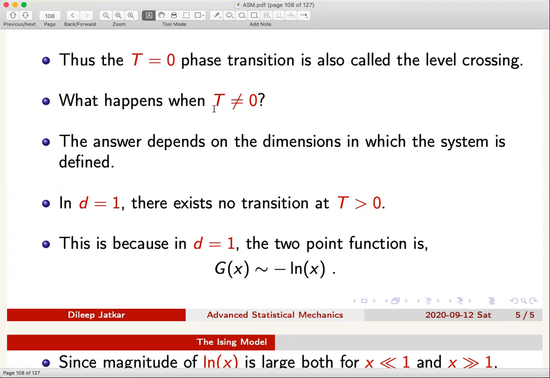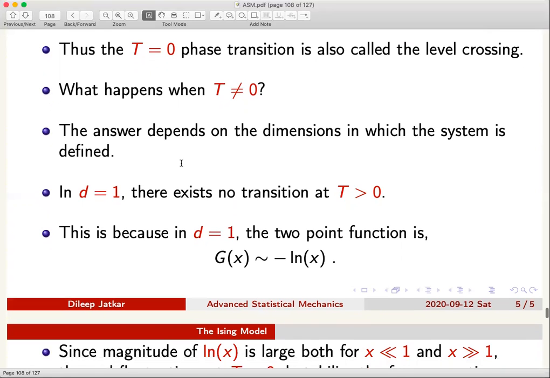So what happens can be answered depending upon in which dimension you are working. The answer is clearly dimension dependent. So let's start with say one dimension. If you start with a one dimensional system, then we will see that there is no transition at finite temperature. One way to see this is to compute a 2-point function in the system, and you will find that in a one dimensional system, the 2-point function goes as log of x. This is one of the reasons why the system does not have a phase transition.